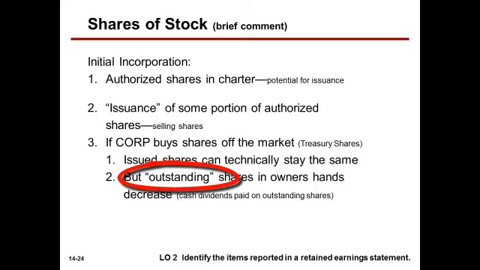If any cash dividends are declared, it's based on outstanding shares. And so treasury shares temporarily owned by a corporation, buying some back off the market, they cannot pay themselves a dividend for treasury shares held by the corporation itself.